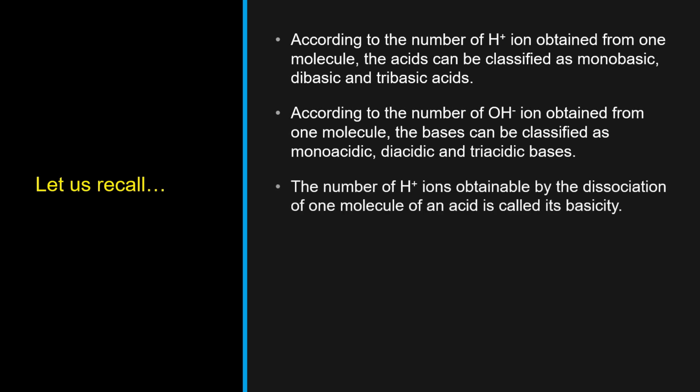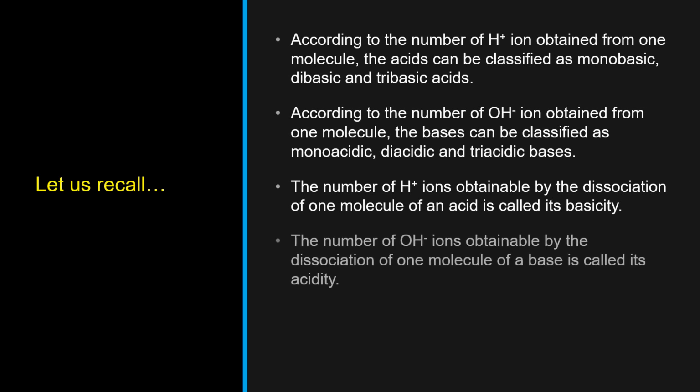The number of H plus ions obtainable by the dissociation of one molecule of an acid is called its basicity. The number of OH minus ions obtainable by the dissociation of one molecule of a base is called its acidity.